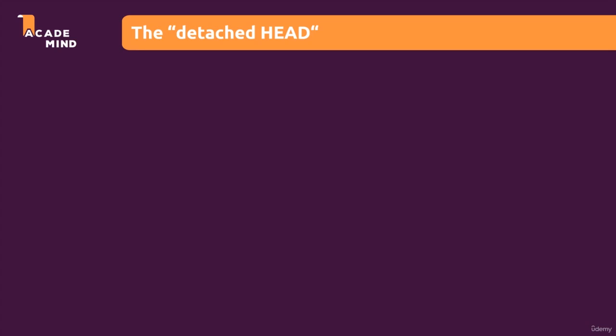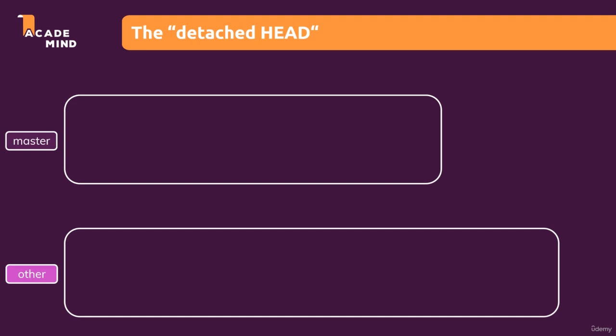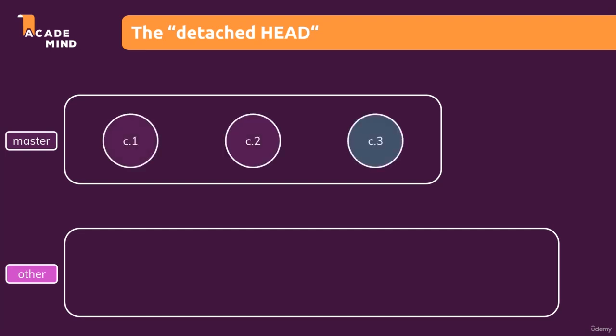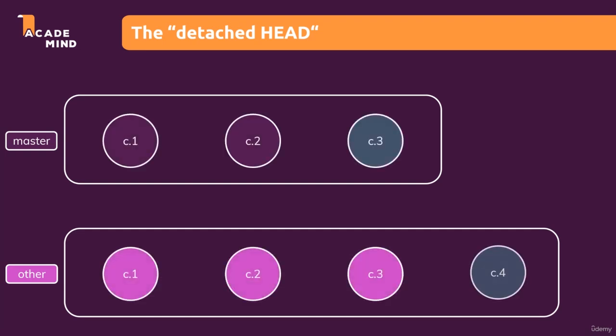What is a detached head? Well, let's first go back to our structure. So we have our master branch with the commits, and we have our other branch also with the commits. The latest commit, so commit 3 in the master branch and commit 4 in the other branch, is our head if we check out the master or the other branch.